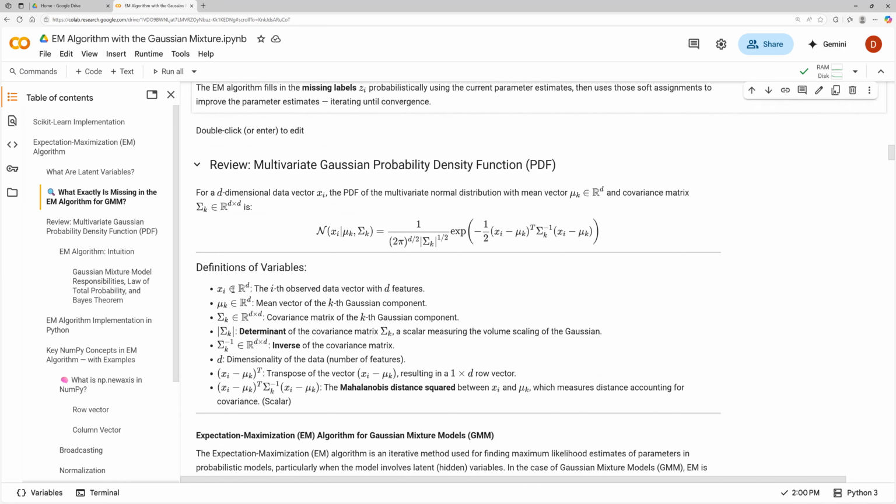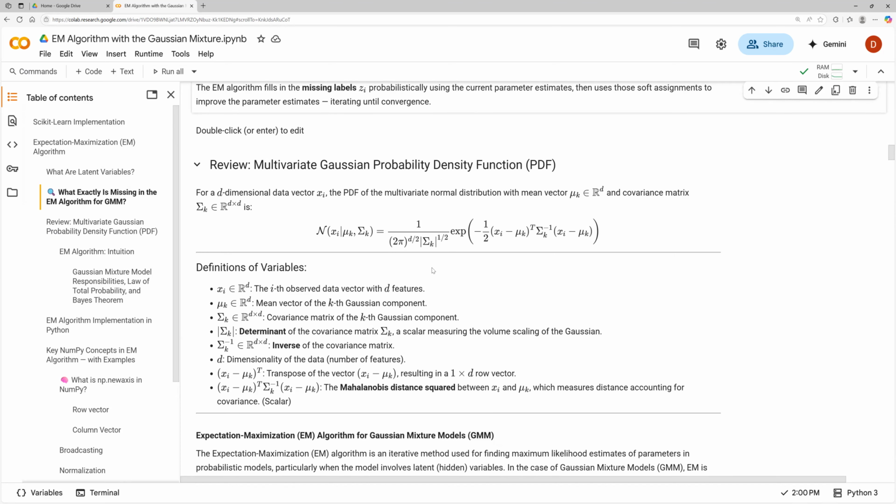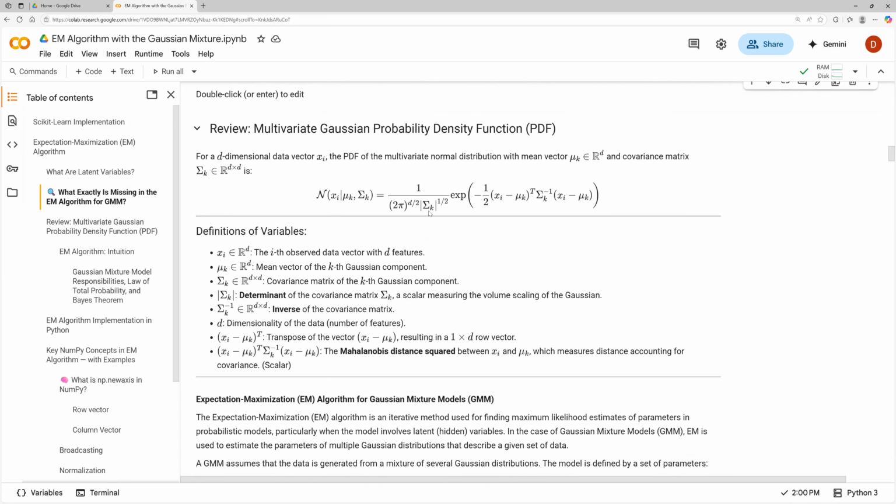So xi is an element of the real numbers to the d dimensions, the ith observed data vector with D features. Mu k is the mean vector of the kth Gaussian component, and the covariance matrix of the kth Gaussian component. This is the determinant of the covariance matrix, a scalar measuring the volume scaling of the Gaussian. Recall, I'm not sure what your backgrounds are, but in linear algebra, the determinant has to be greater than zero in order for this to be invertible. So that's something to be mindful of.